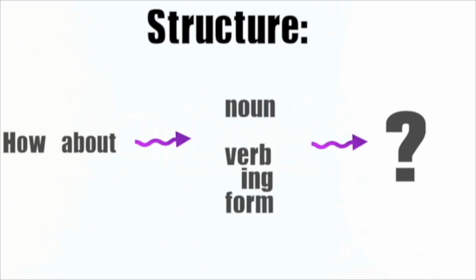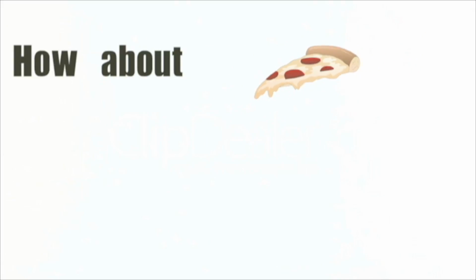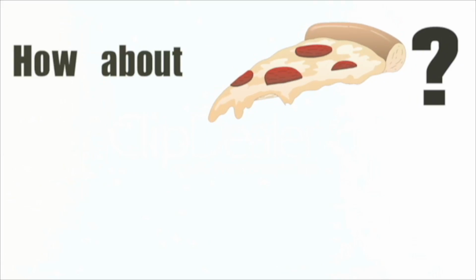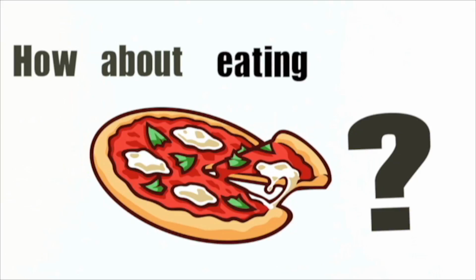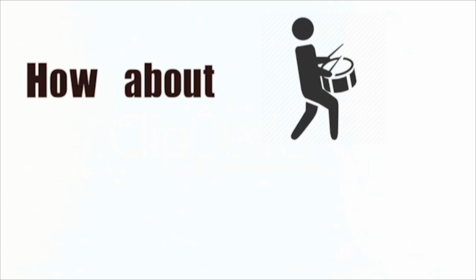Then I have two more, that is how about. In this case, you can use a noun or you can use an ing verb. I'm hungry. How about pizza? Or how about eating pizza? How about playing a song together?